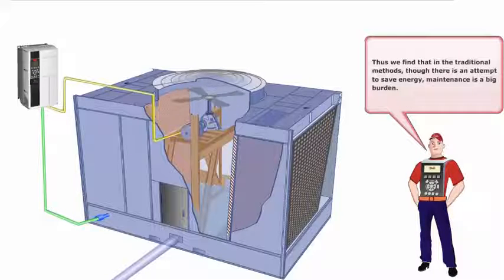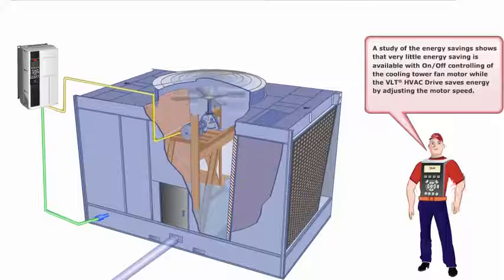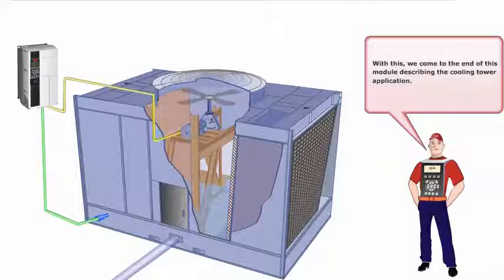Thus we find that in the traditional methods, though there is an attempt to save energy, maintenance is a big burden. You will find that in the Danfoss solution, where a VLT HVAC drive is used, there is considerable energy savings when compared to the traditional methods. A study of the energy savings shows that very little energy saving is available with on and off controlling of the cooling tower fan motor, while the VLT HVAC drive saves energy by adjusting the motor's speed. With this, we come to the end of this module, describing the cooling tower application.